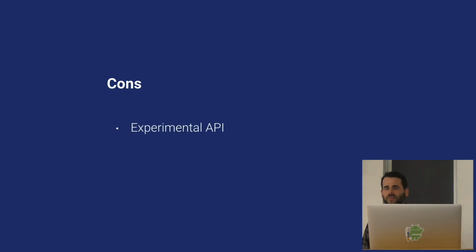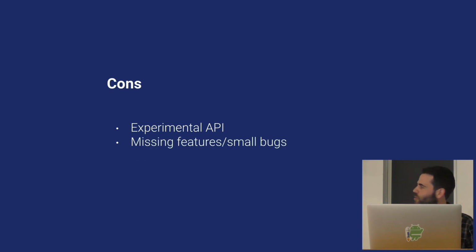But again, there are cons you have to worry about. One is the API is experimental, so there's no guarantee it's going to stay the same. And even in my time working with the library over the last few months, some code I've written has now become obsolete. It is, as I mentioned, missing some features, such as object serialization.